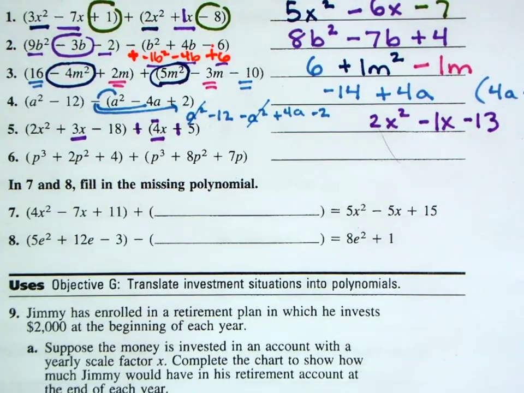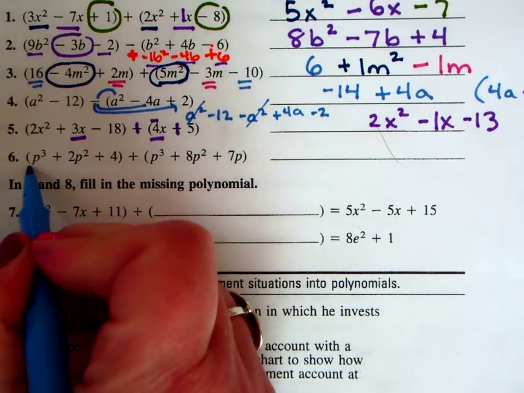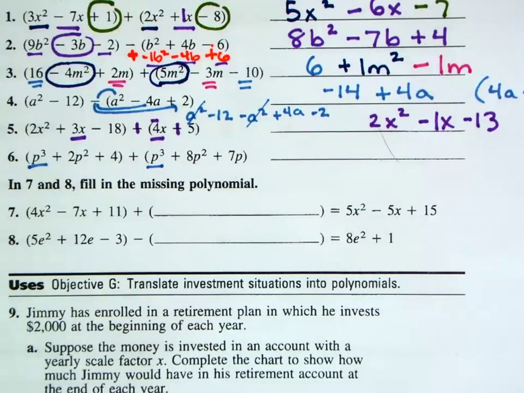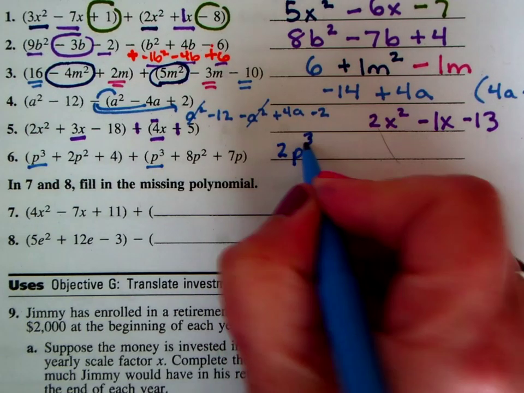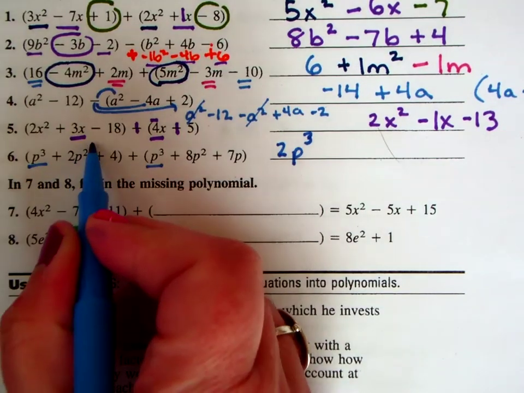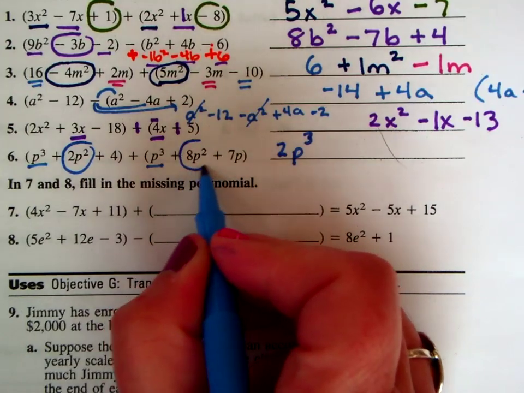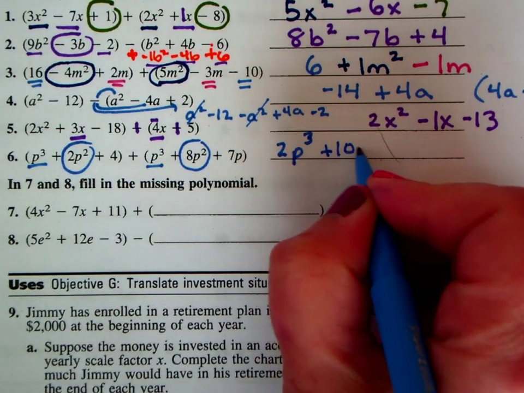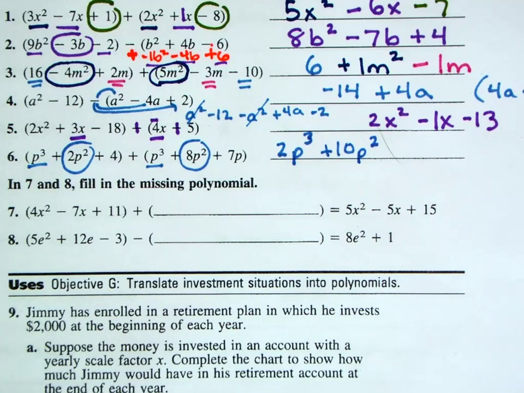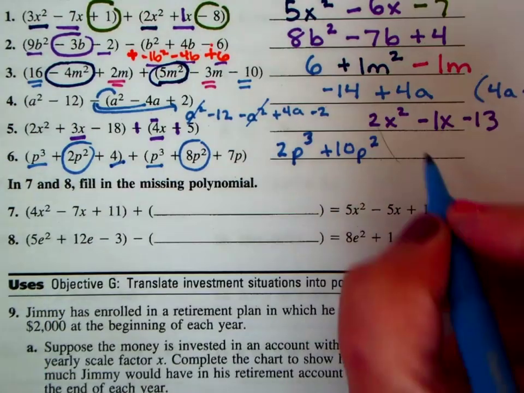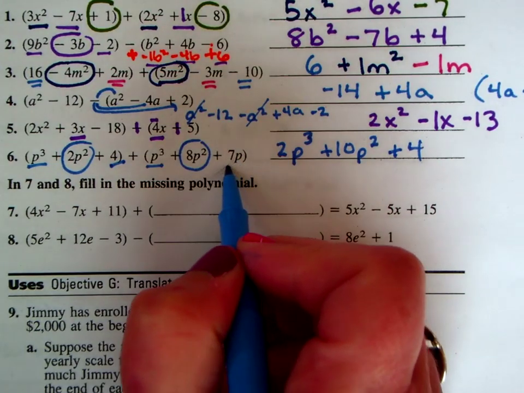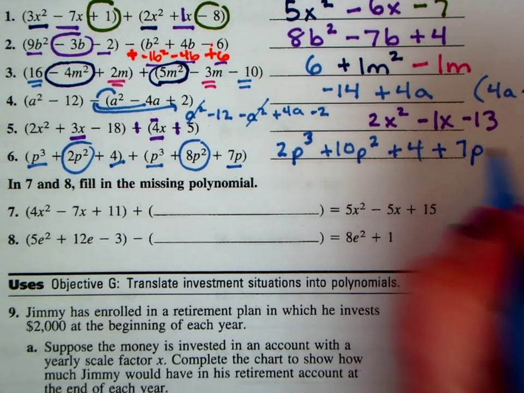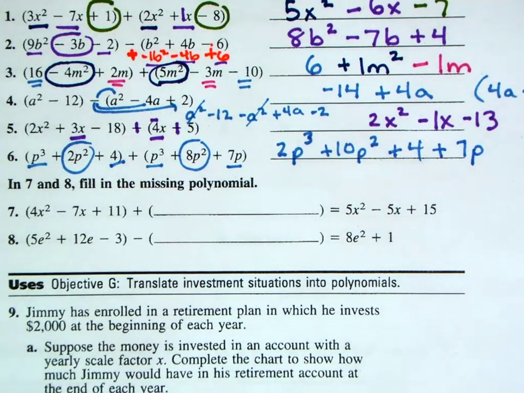Okay, last one here. So p cubed plus p cubed. So I have these two that I can combine. It's a plus in between, so everything just remains the same. P cubed plus p cubed is 2p cubed. 2p squared plus 8p squared is 10p squared. I have nothing to combine the 4 with, so I just say plus 4. And I have nothing to combine the 7p with, so I just say plus 7p. So there's my solution to that one.